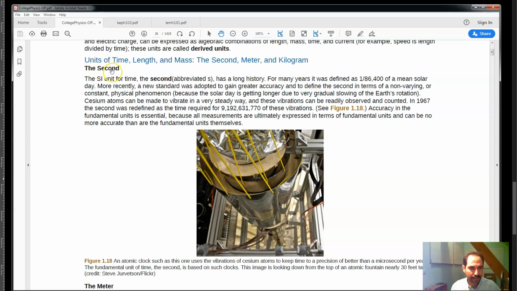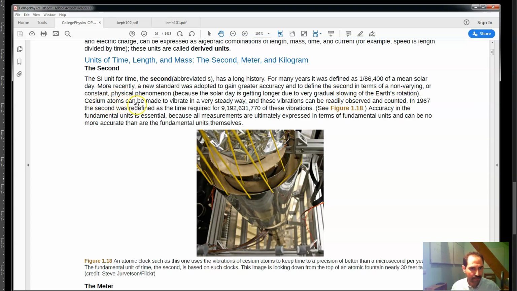The SI unit for time, the second, abbreviated s, has a long history. For many years it was defined as 1 divided by 86,400 of a mean solar day. More recently, a new standard was adopted to gain greater accuracy and to define the second in terms of a non-varying or constant physical phenomenon, because the solar day is getting longer due to the very gradual slowing of the Earth's rotation.